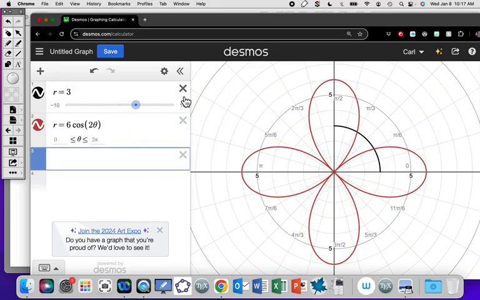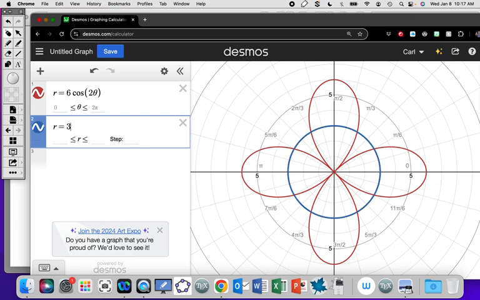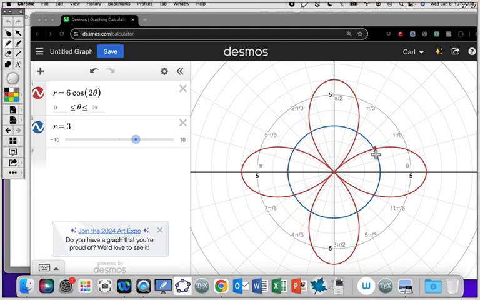So we get that. I'm not quite sure why that's there. There we go. Okay. And so this is where we had those intersection points. We know one of the intersection points is up here at 3 comma pi over 6. That was one of them.